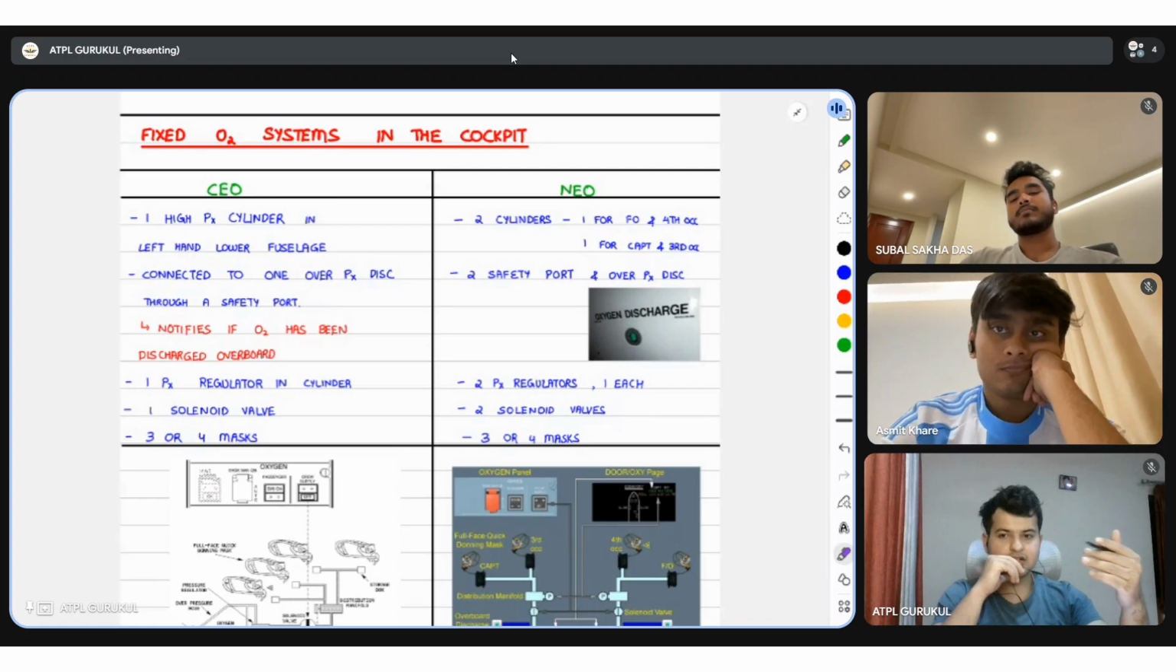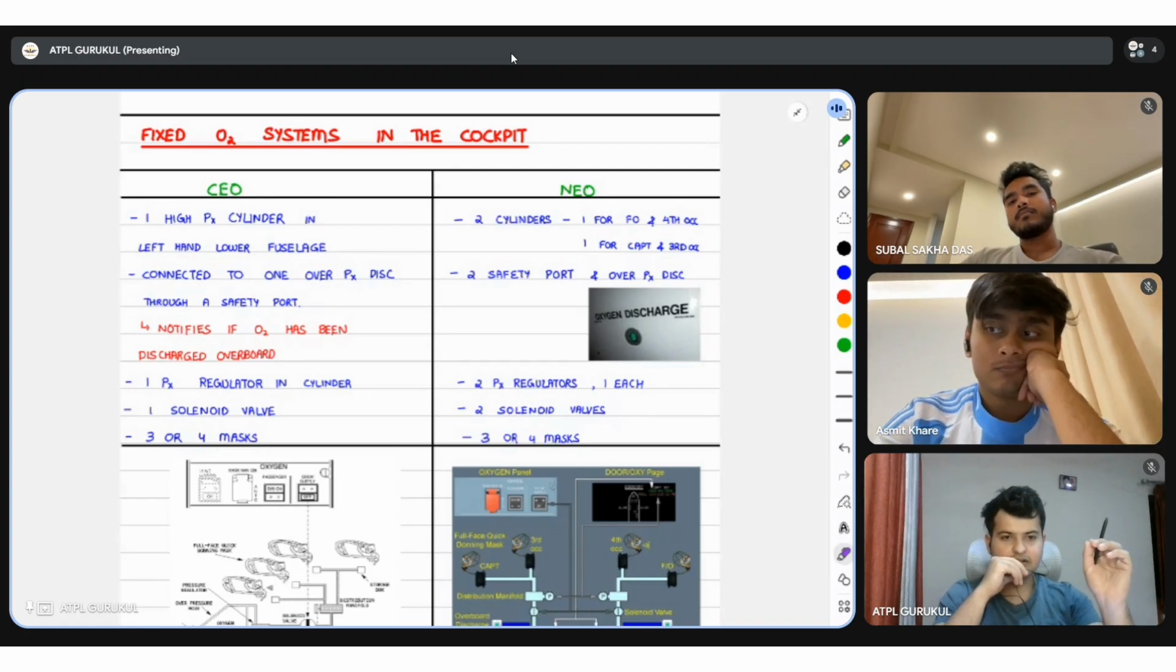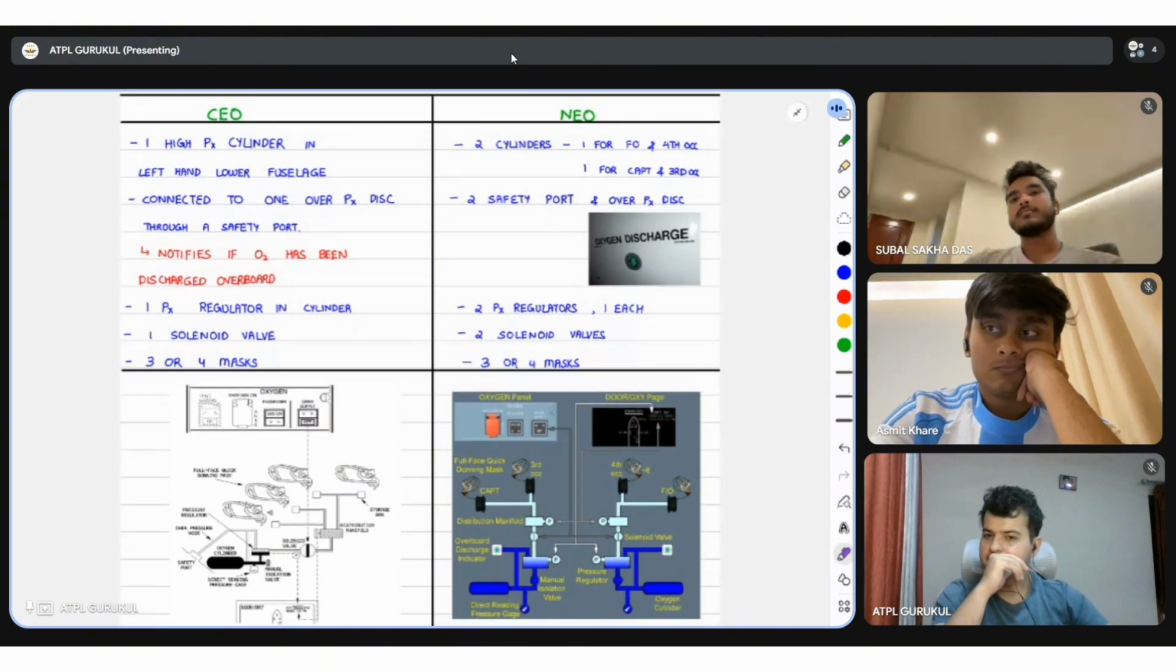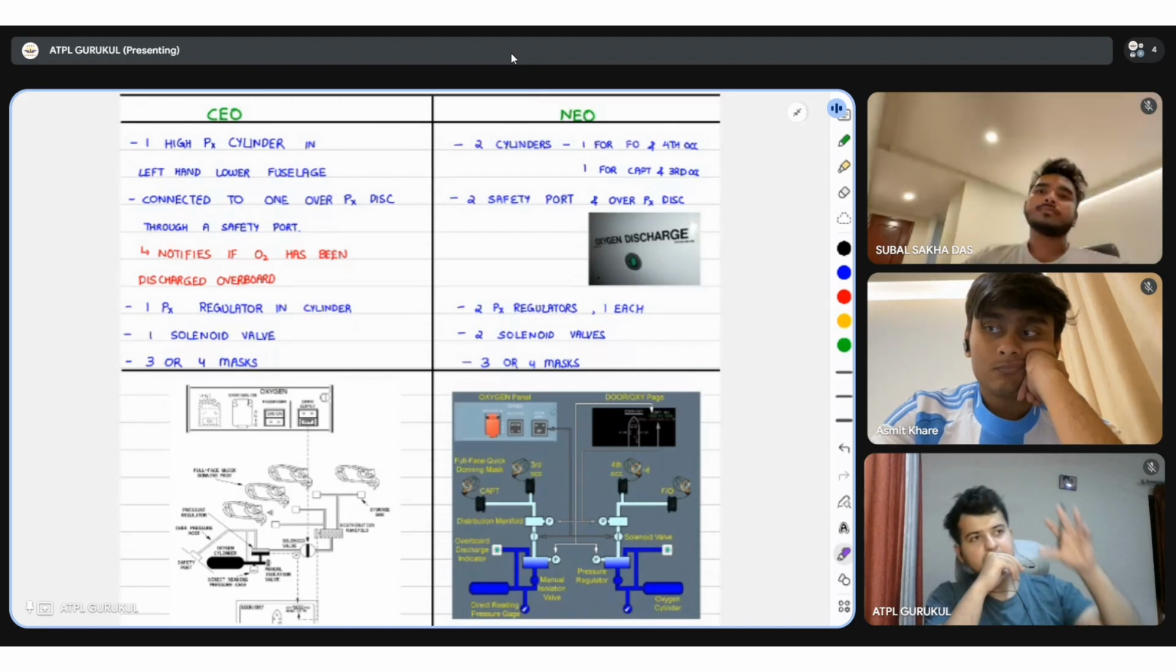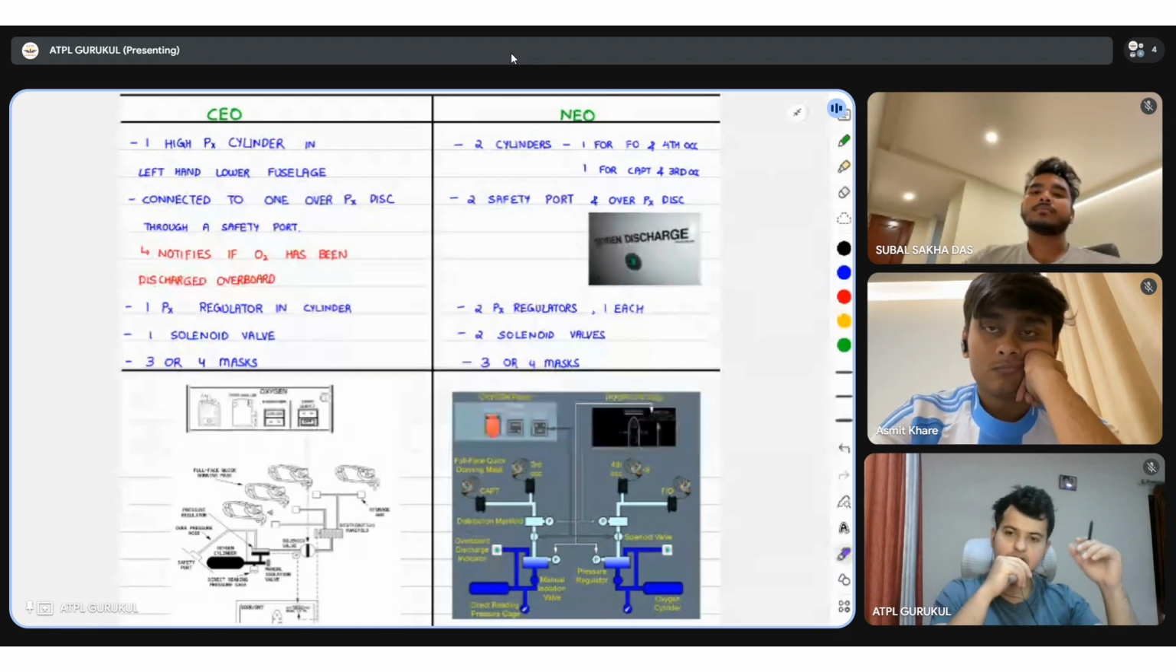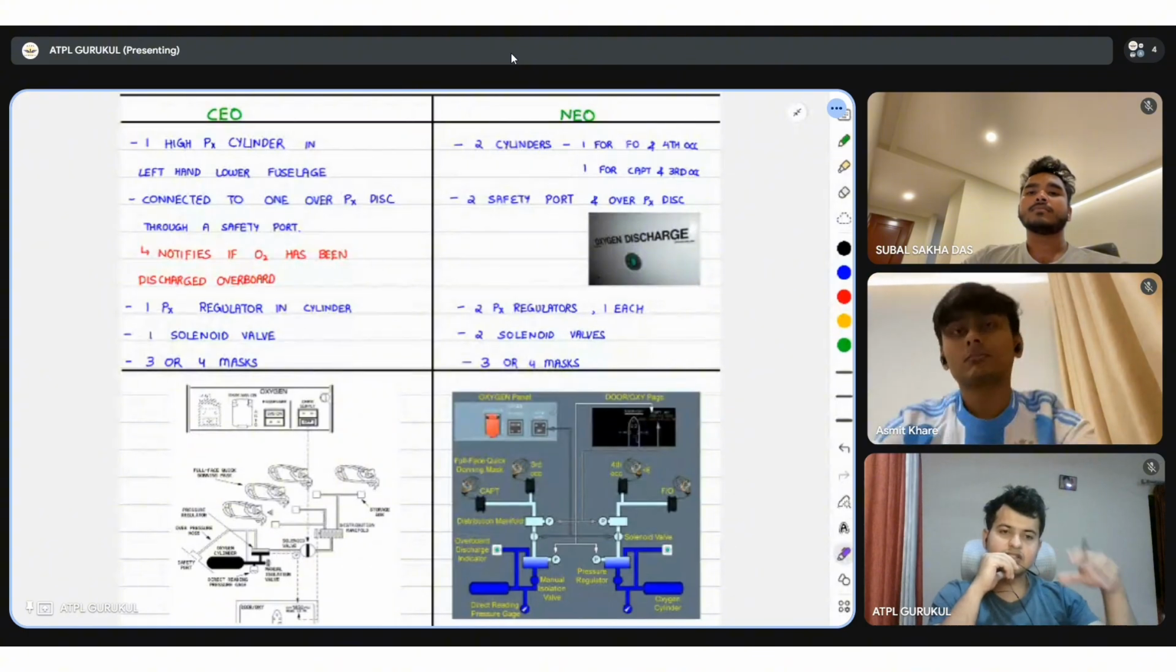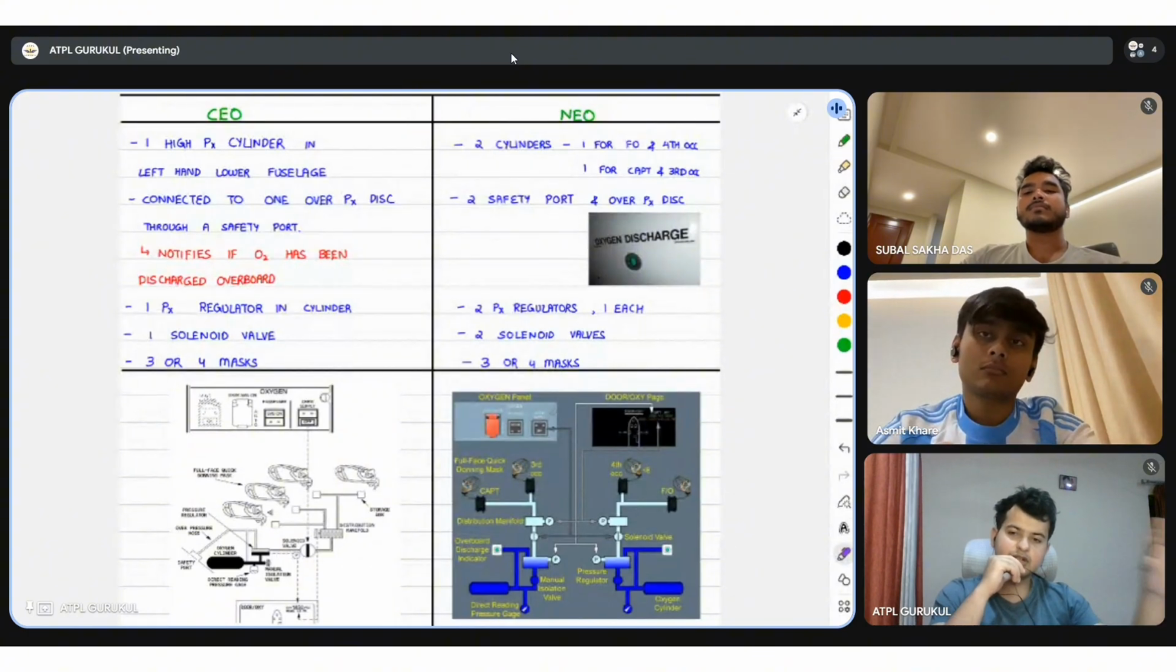Okay, so it has an overpressure disc, which is an indicator of whether the oxygen has been discharged due to overpressure or not. We'll go about this in some time. Lastly, on the oxygen bottle itself, we have a pressure regulator on the cylinder itself, which discharges oxygen at a very known pressure. So basically, call it a pressure reducing valve.